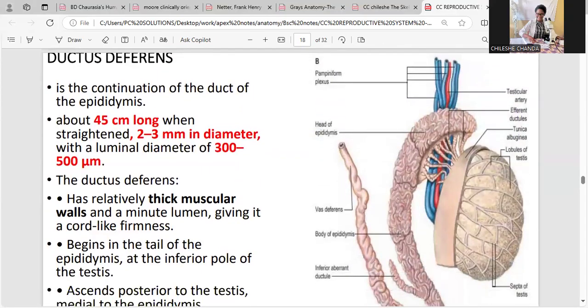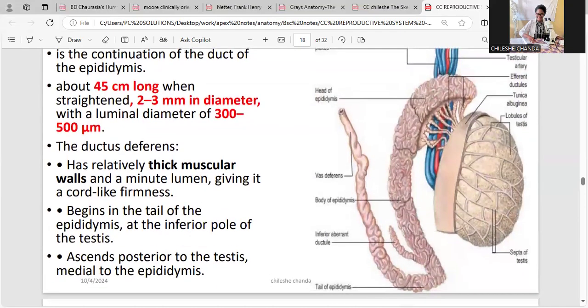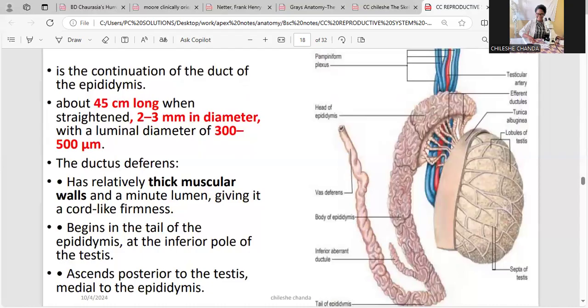Now, the next tubule is the ductus deferens, okay? We're saying the ductus deferens is a continuation of the epididymis. So you look at this epididymis, we have this ductus deferens, which is a continuation of the epididymis. This one is about 45 centimeters long when you stretch it. Okay, 2 to 3 millimeters in diameter, with a luminal diameter of 300 to 500 micrometers.